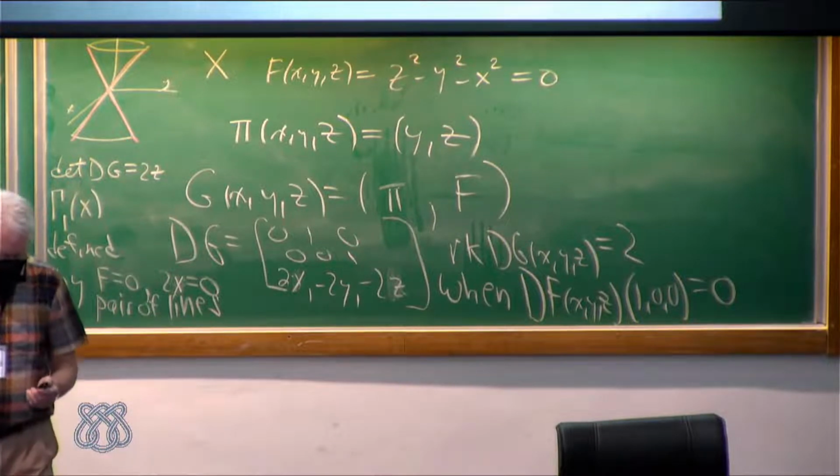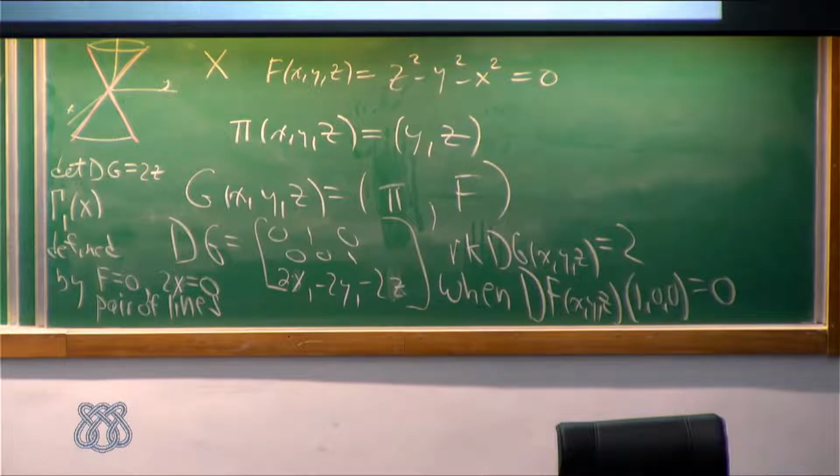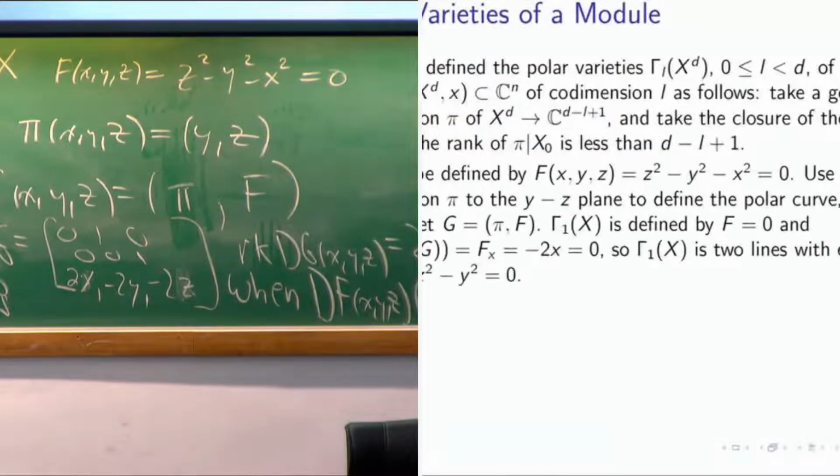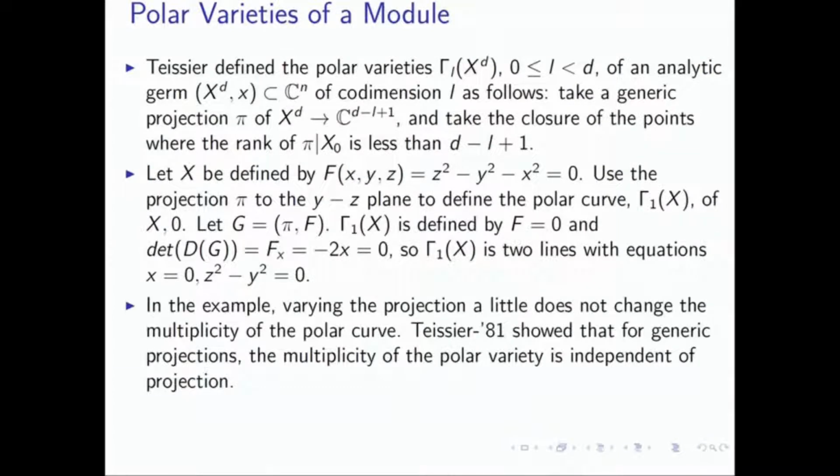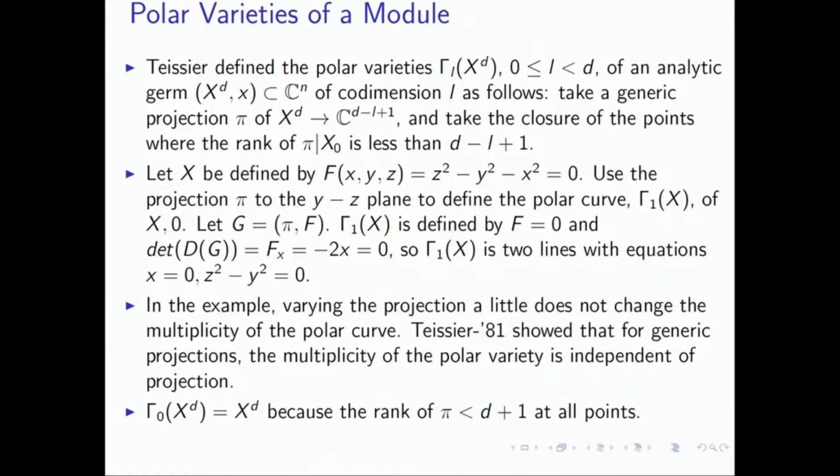All right, so that's how you go about calculating polar curves. Here I just described that a little bit. Varying the projection a little bit does not change the multiplicity of the polar curve, and Teissier showed that that multiplicity is independent of projection as long as you use a generic projection. Again, as I said yesterday, the codimension 0 polar curve is all of X.